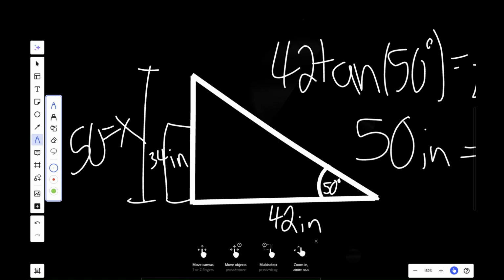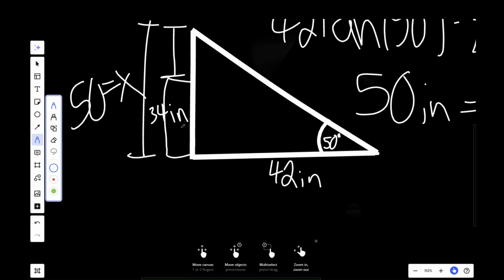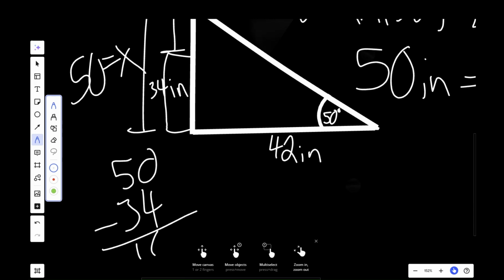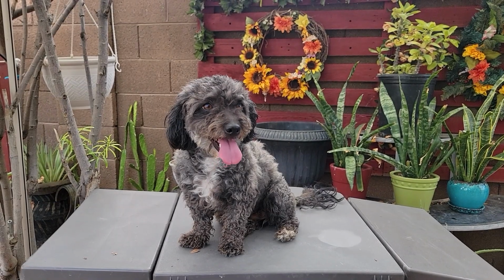So then now to find just this specific length, which would be the height of my dog, right? To find that, we're going to subtract. So we have 50 and 34, and we subtract that, and we get approximately about 16 inches is the height of my dog. Okay, now let's verify our results.